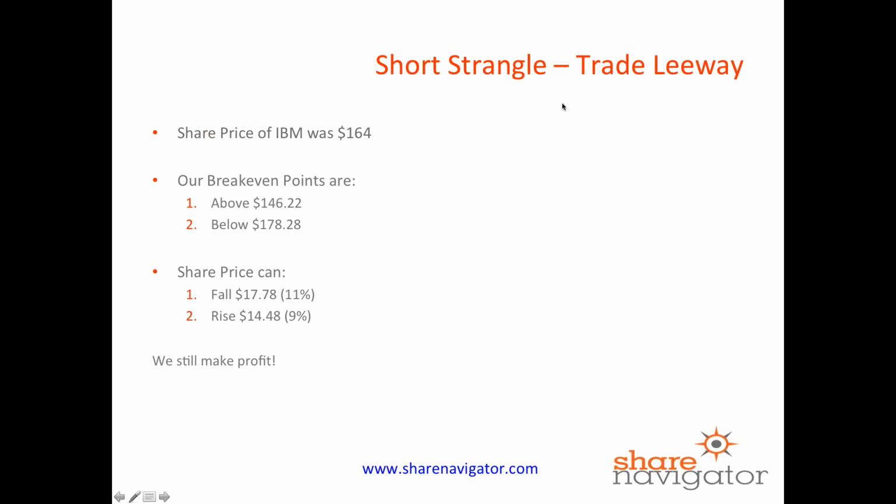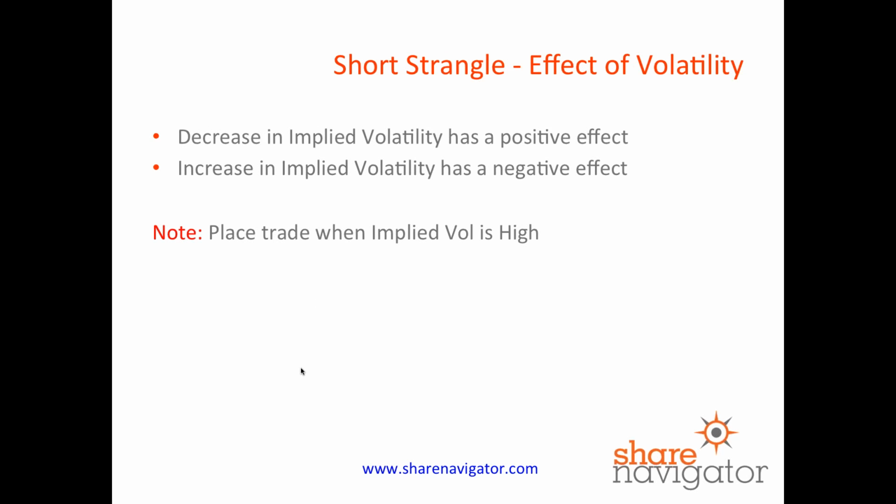So what do we mean by trade leeway? Well, don't forget the share price of IBM was $164. Now, we know that our break-even points are 146.22 and 178.28. So somewhere between there, we make our full profit. Now, the share price can fall 17.78 because the share price was 164 minus the 146.22 is 17.78. So they could fall 11% after earnings or rise 9% after earnings, and we still make a profit. That's why it was such a high probability trade.